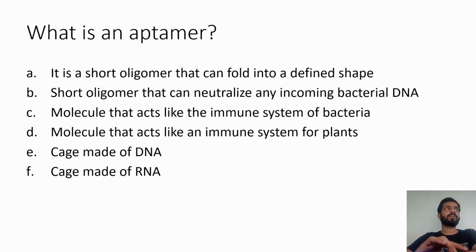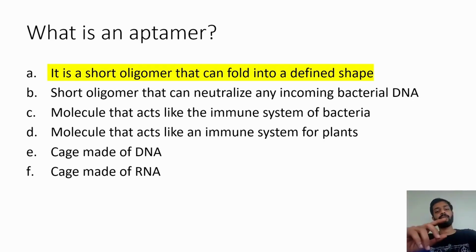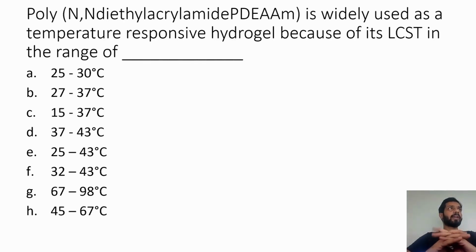Okay, yeah. So aptamers are basically oligomer sequences that can fold into predefined shapes, right? You can create very beautiful origami-like shapes with aptamers. Okay.